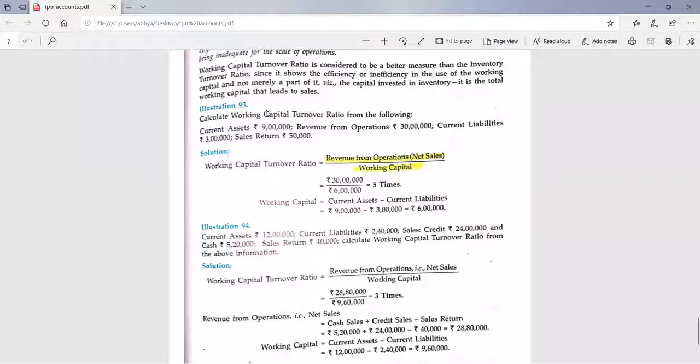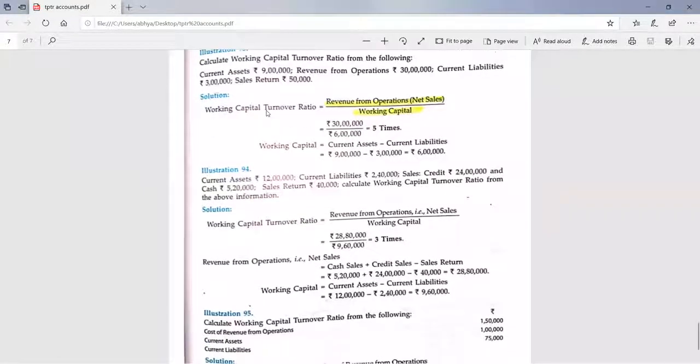Now find out working capital: current assets minus current liabilities. 12 lakh minus 2 lakh 40,000 is equal to 9 lakh 60,000. So the answer will be 2880 upon 960, which is equal to 3 times. One last question, students.